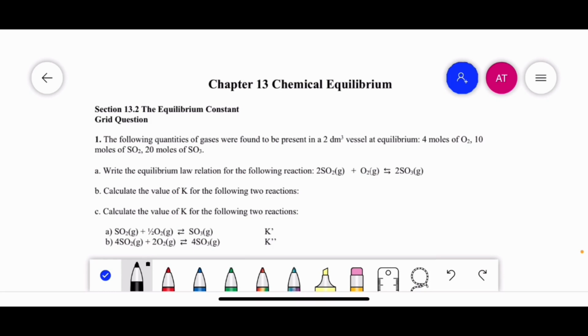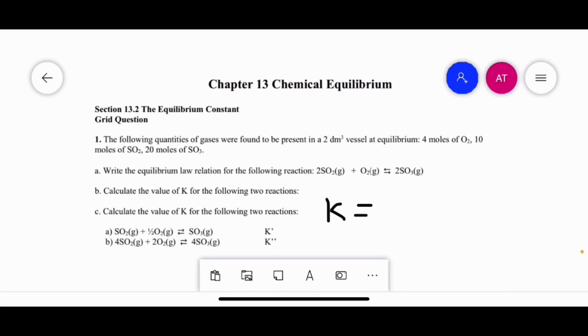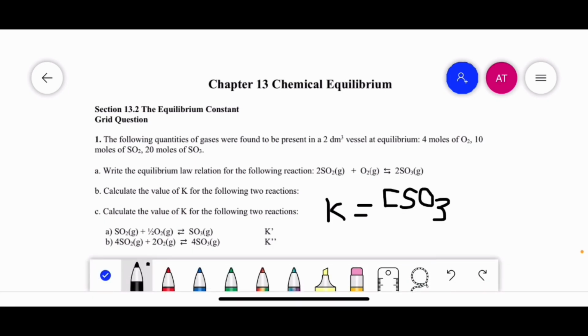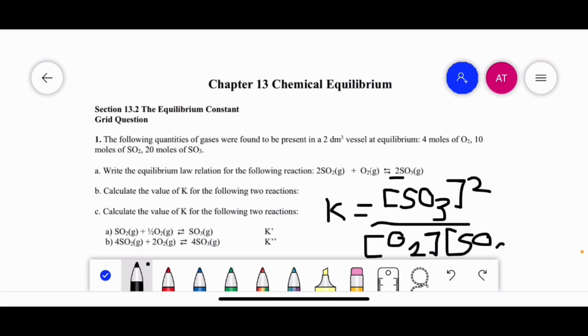Part A asks us to write the equilibrium law for the following reaction. So I'll give you guys a bit to do it. Okay, we need to put the partial pressure, or in this case the concentration of the gaseous or aqueous products over the gaseous or aqueous reactants. So then K is equal to the concentration of SO3 squared, because its coefficient has a 2, over concentration of O2 times concentration of SO2 squared, because the coefficient is a 2.